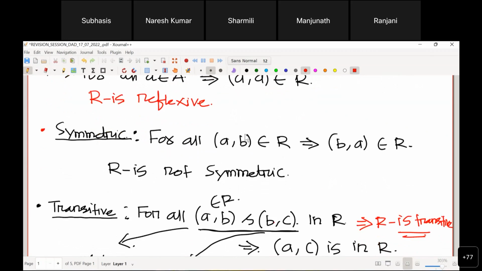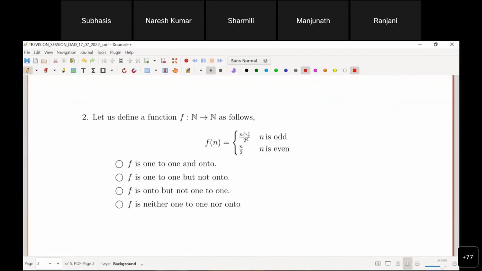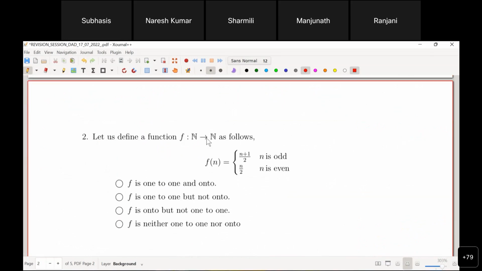Okay. So the next question is, I have a map. I have defined my map like this. It's a map from the set of all natural numbers to the set of all natural numbers. So here, as you can see, this is my domain, and this one is my codomain, right?